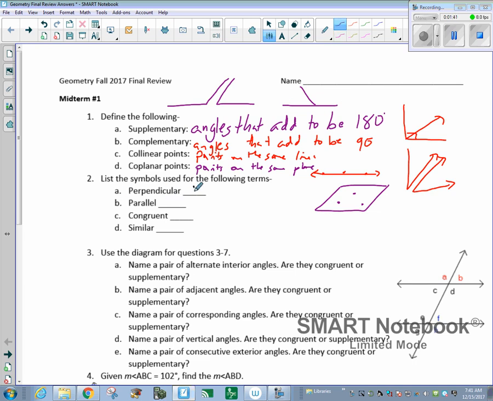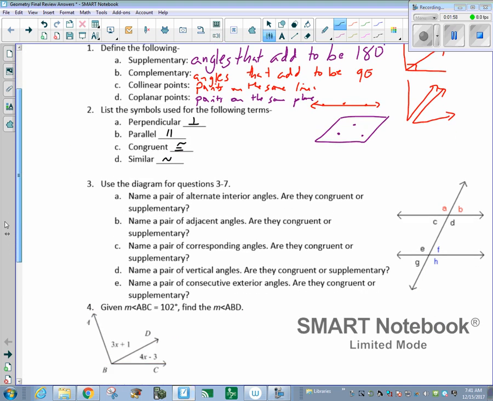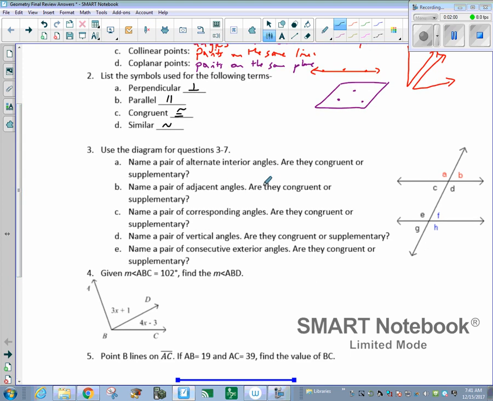Perpendicular symbol is an upside down T that makes a right angle. Parallel lines, we draw 2 parallel lines, 2 vertical lines. Congruent is an equal sign with a little squiggly line over the top. And similar is like congruent without the little squiggly line, or just a little squiggly line without the equal sign. All right, so then we are going to define some angles here.